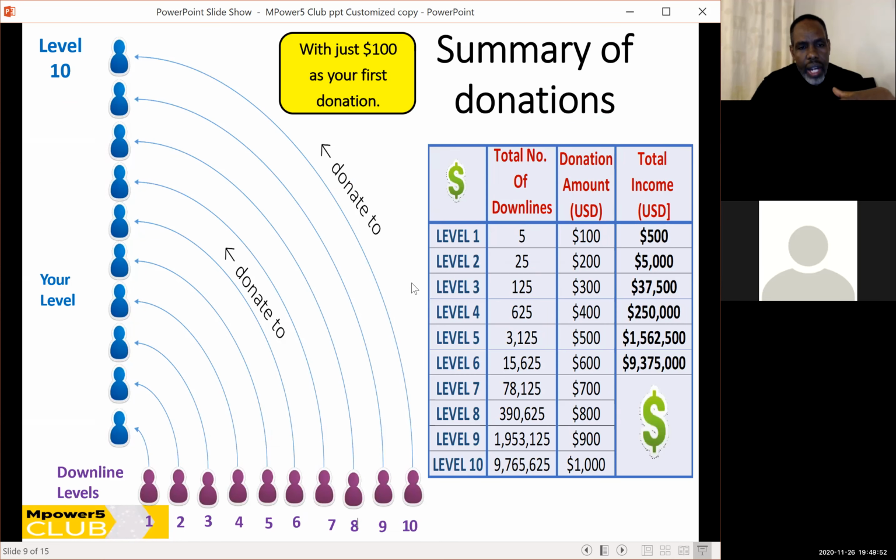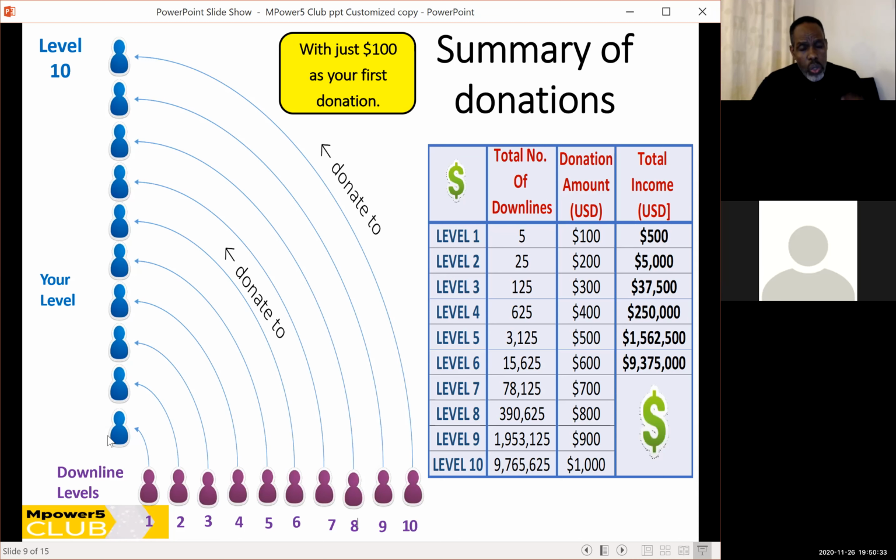This is just an explanation of how it happens. Now, if we assume that these people down here are your downlines, all right? John, you are seeing that? Yes, I am. So this is your level 1 downlines, your level 2 downlines, level 3, like that up to 10. And these are their numbers. This is 5 people on this level, 25 people on this level, 125 people on this level, 625, like that. This is you. On this side here, the blue is you. Now, this is your level 1, 2, 3, up to 10.